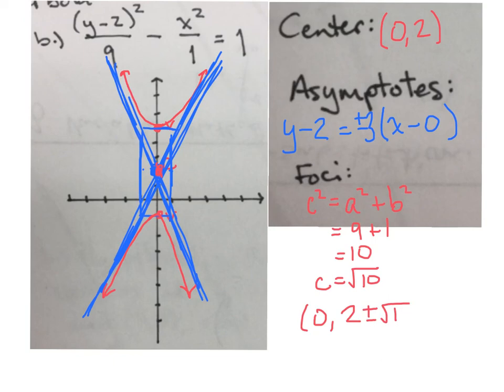subtract square root of 10 to the y coordinate. And there we have everything completely labeled.